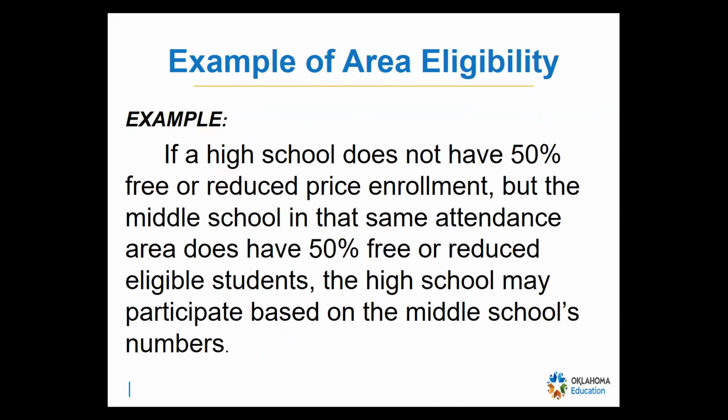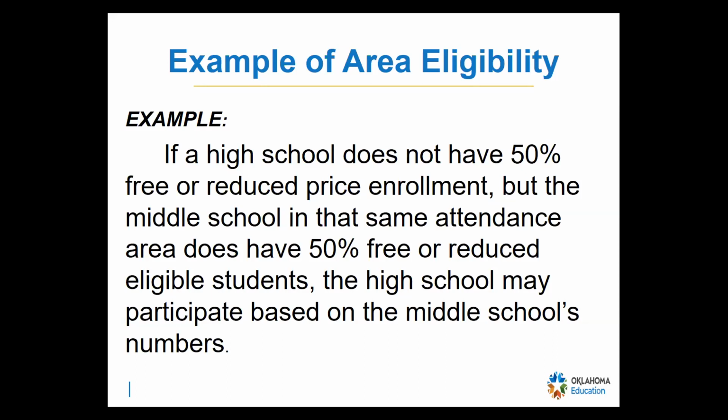An example: say you're in a school district, in a small town, and they have an elementary, a middle school, and a high school. If a high school does not have 50% free and reduced enrollment, but the middle school in the same attendance area does, then that high school would be able to participate because it's called a feeder school. It means kids that go from the middle school end up feeding into the high school, so that would be able to count.